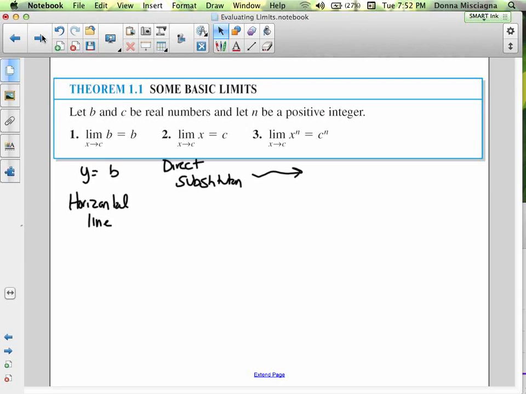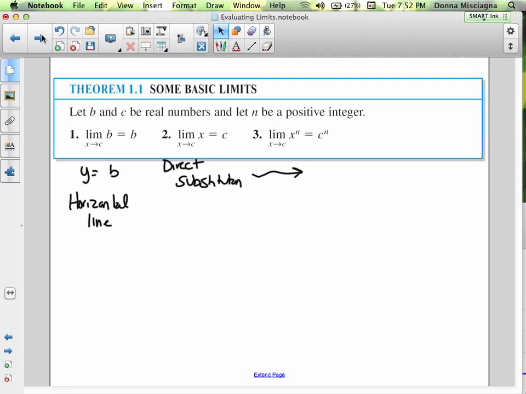The limit's going to be b, right, because it's just a horizontal line. And we'll take a look at an example. If we have a linear function or even a polynomial function, those are continuous functions everywhere. And so the limit of x as x approaches c, we can just substitute in. Also, exponentials are continuous everywhere.